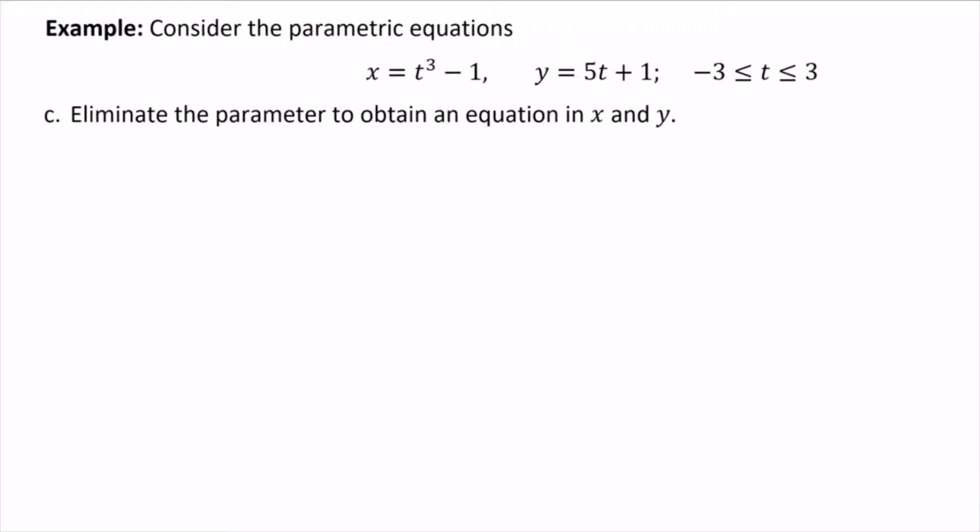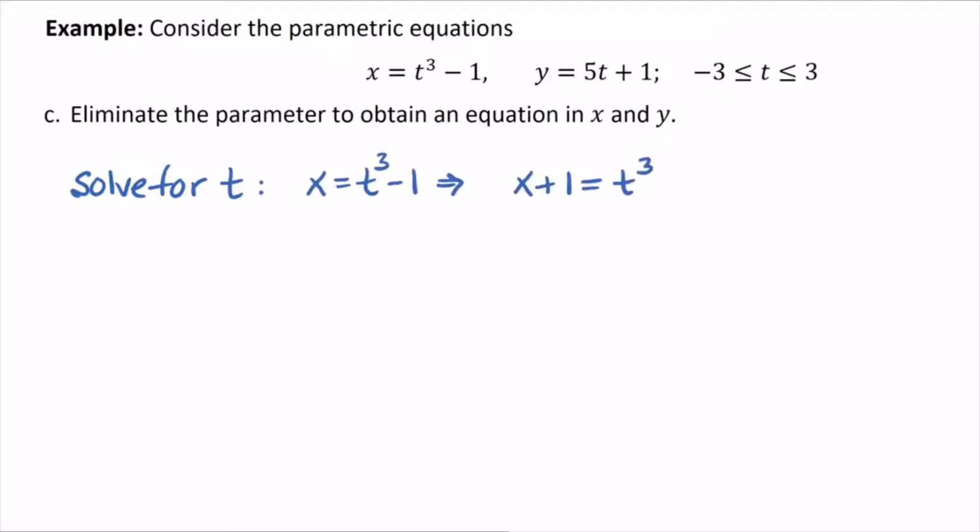In Part C, we are asked to eliminate the parameter and obtain an equation in x and y. One method for eliminating the parameter involves solving for t in one of the equations, and we may use either the x or the y equation. In our example, we can solve for t easily in either equation, but we will use x equals t cubed minus 1, as this will give our final answer as a function of x. Thus, if x equals t cubed minus 1, x plus 1 will equal t cubed. Taking the cube root of both sides, this will give us t equals the quantity x plus 1 to the 1/3.